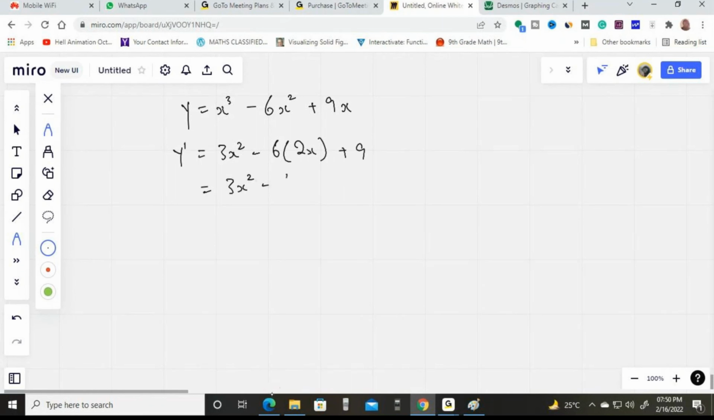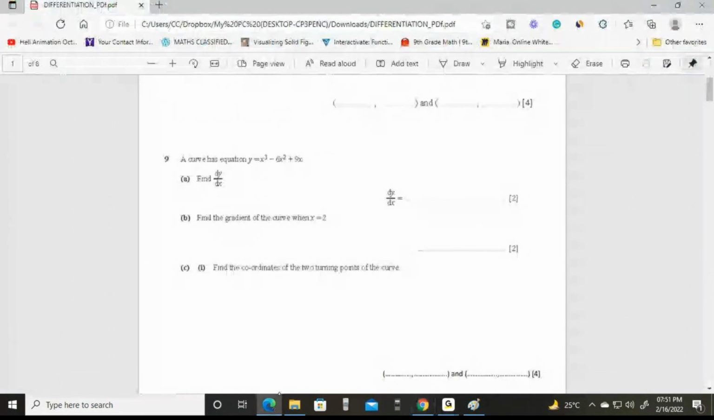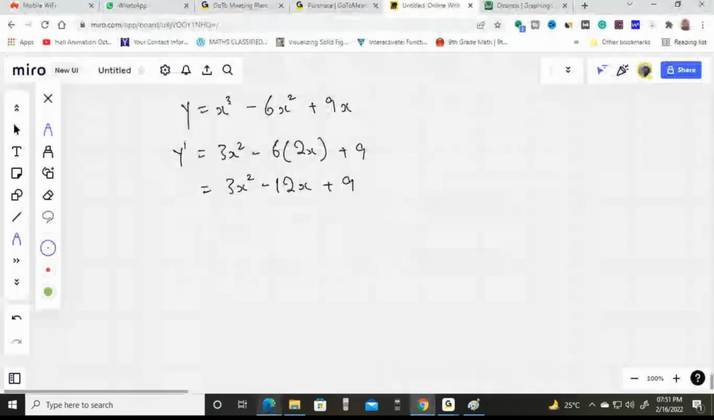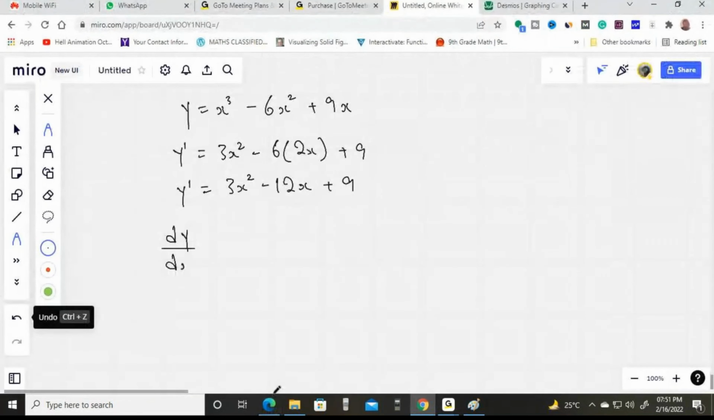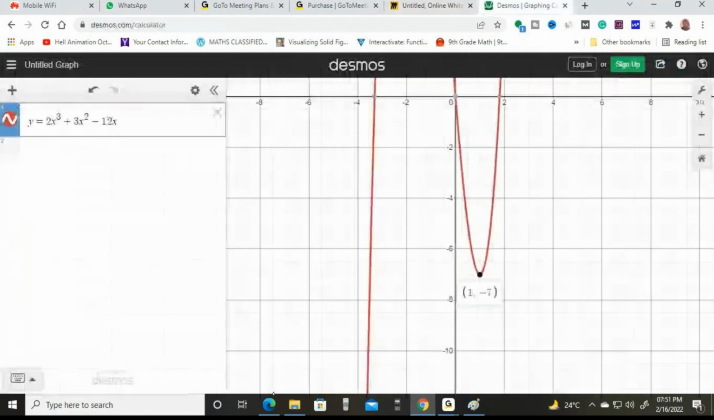And now they are just asking you to find out the derivative or the gradient of your curve at a particular point whose x coordinate is 2. So you see, actually, you need to find out the slope of the tangent drawn at this cubic curve at the point where your x coordinate is 2. So, x is 2.